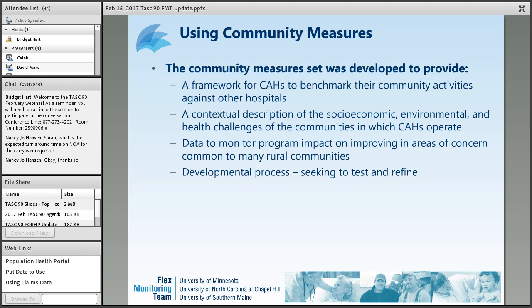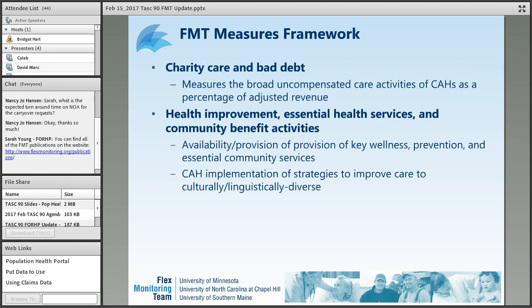It provides a contextual description for the socioeconomic and environmental health challenges that many communities, CAHs, face. And it also provides some data to monitor and provide a snapshot of where hospitals are. So we're testing and refining them. We are loading them and doing some updates to expand the data in Compass, and we're working quickly to get that fully up and running.